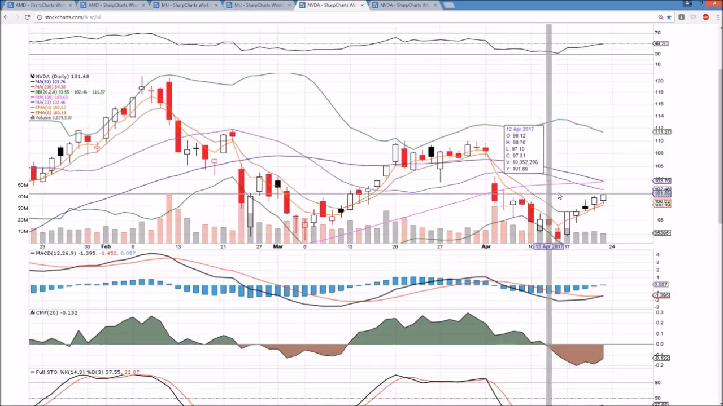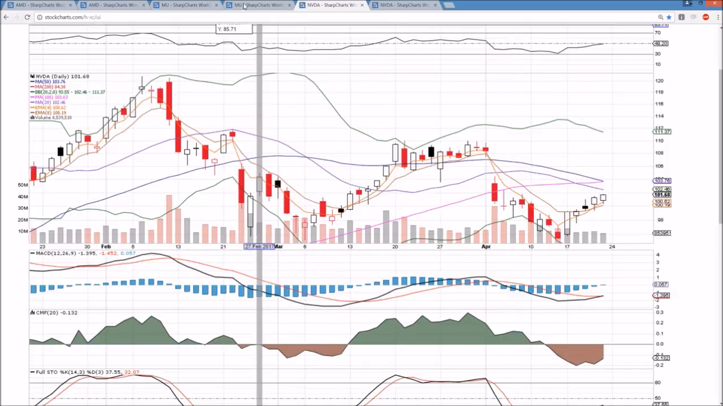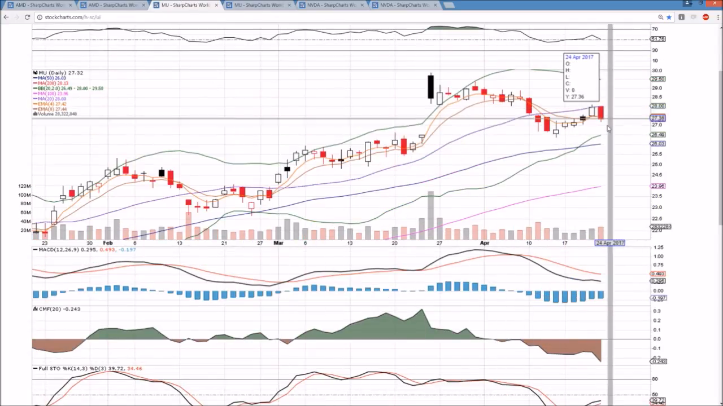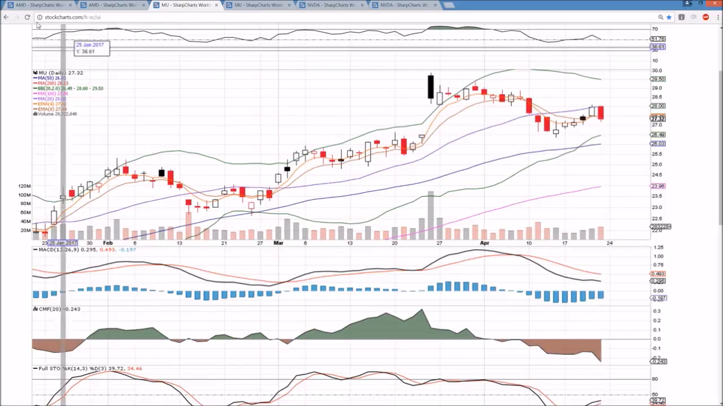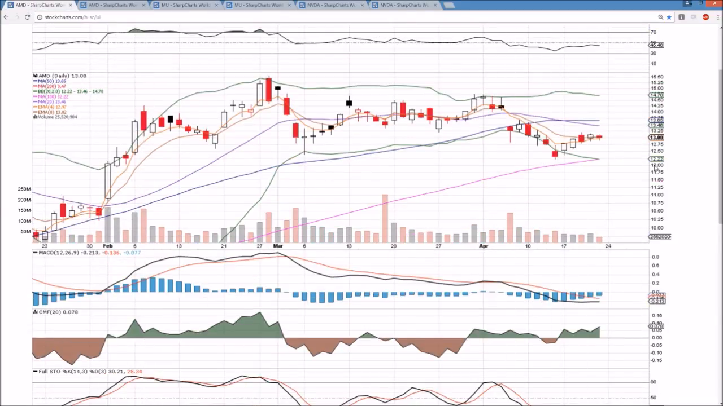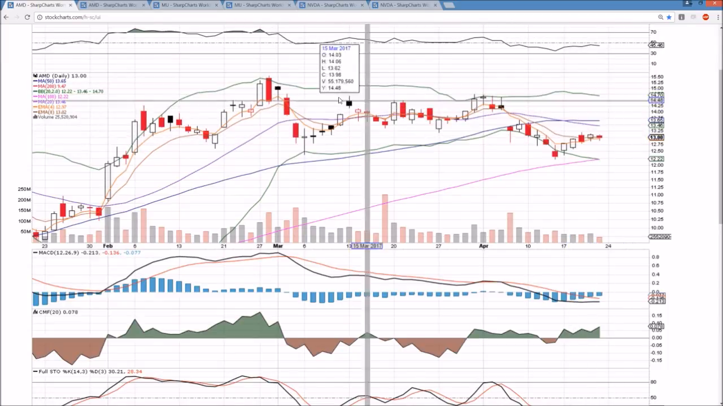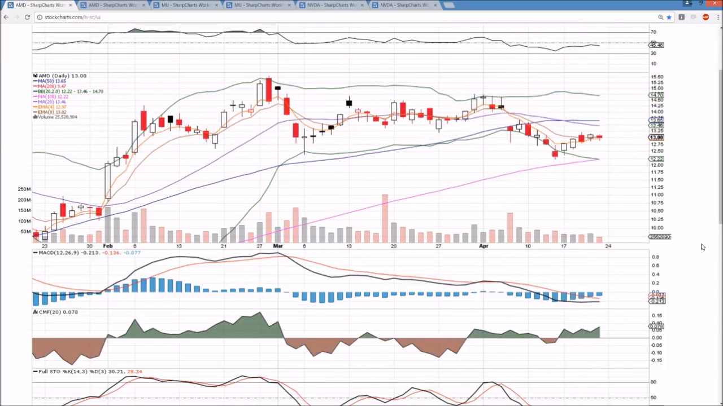So NVDA, strongest name on the daily chart right now. MU is the weakest name because of that bearish momentum and bear volume, and AMD has yet to break. So now that we look at NVDA, we can say AMD really could go either way. If it's going to follow NVDA, it will go to the upside, and if it's going to follow MU, it will go to the downside.